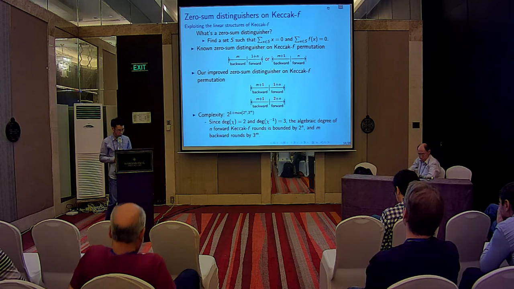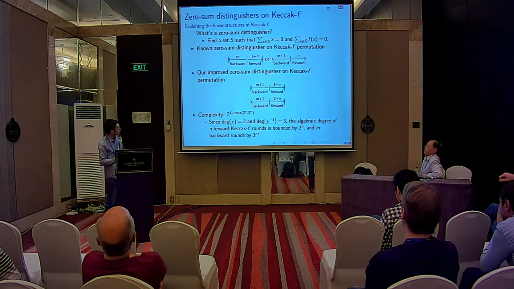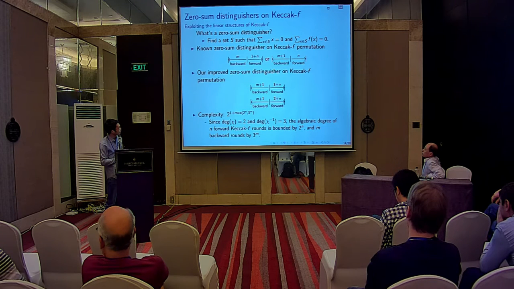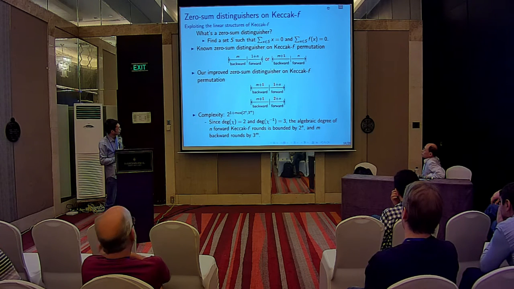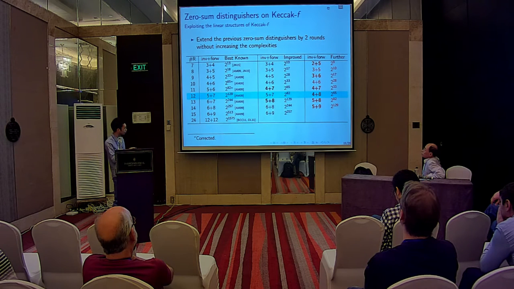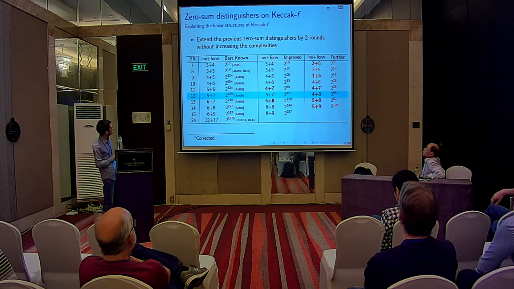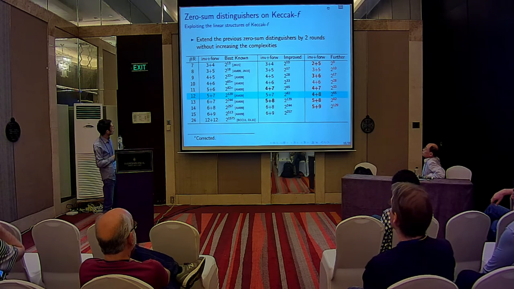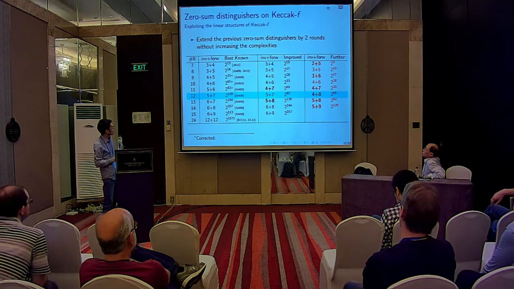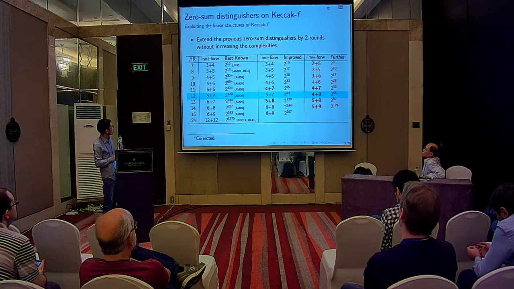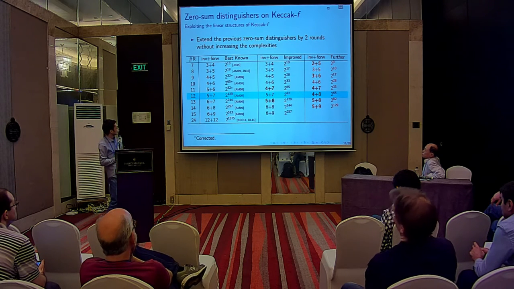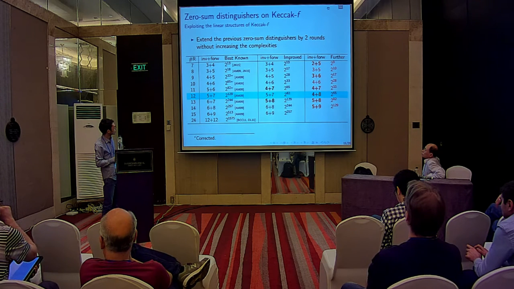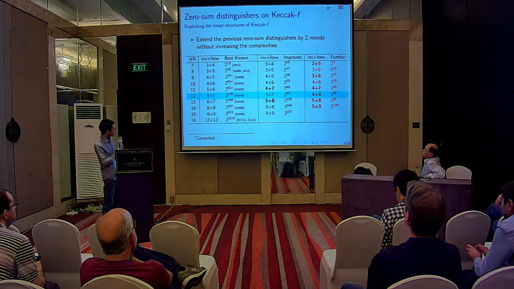That means we can improve the previous result by 2 rounds without increasing the complexity. We listed our results here. For example, for 11 rounds, our distinguisher is practical. For 12 rounds, our complexity is smaller than 2^112 and 2^8, which is useful.